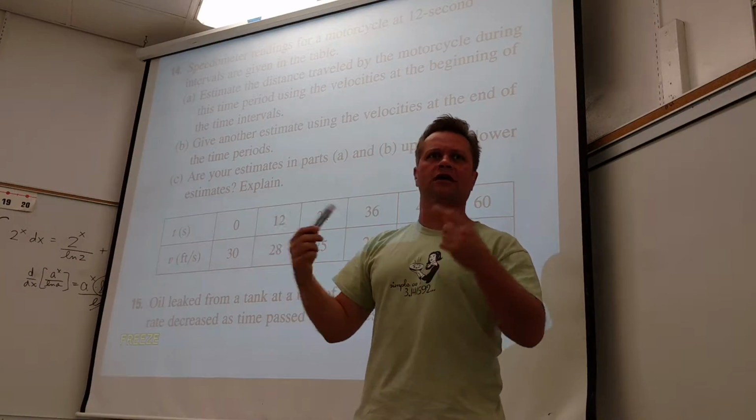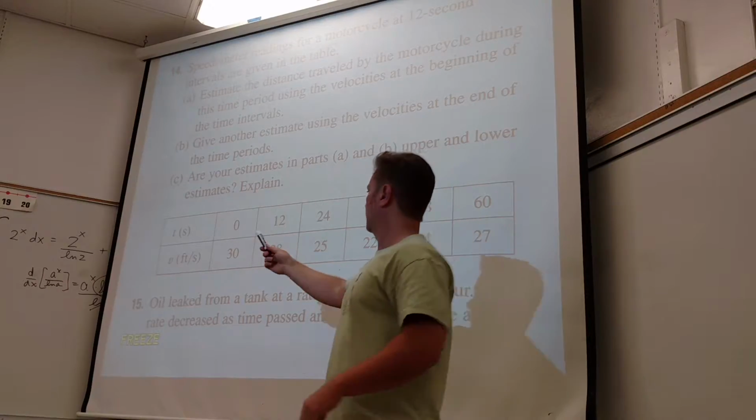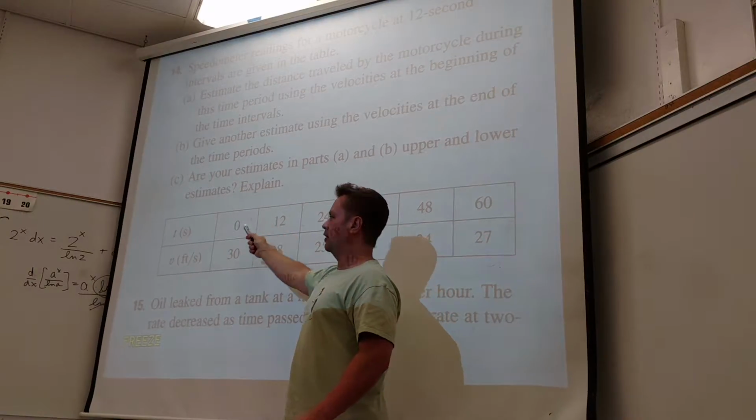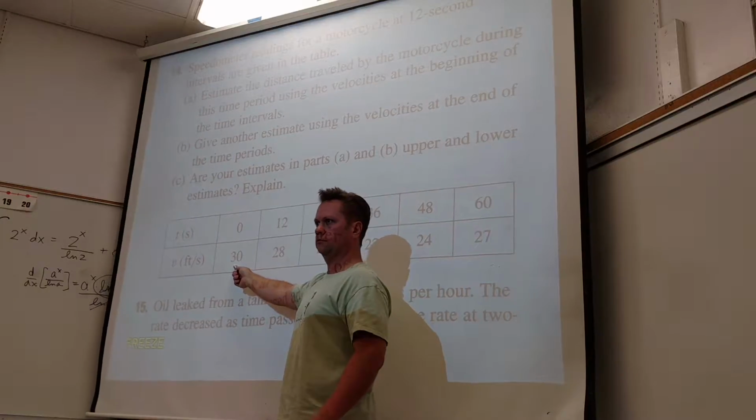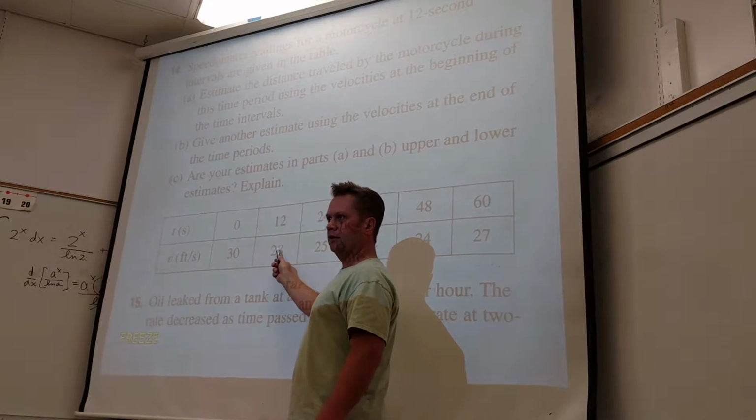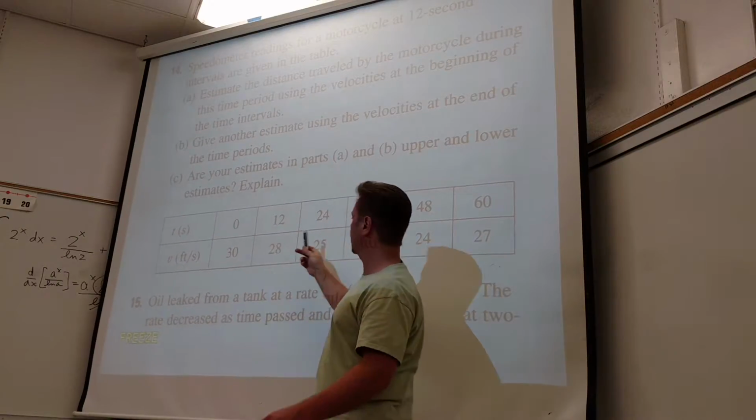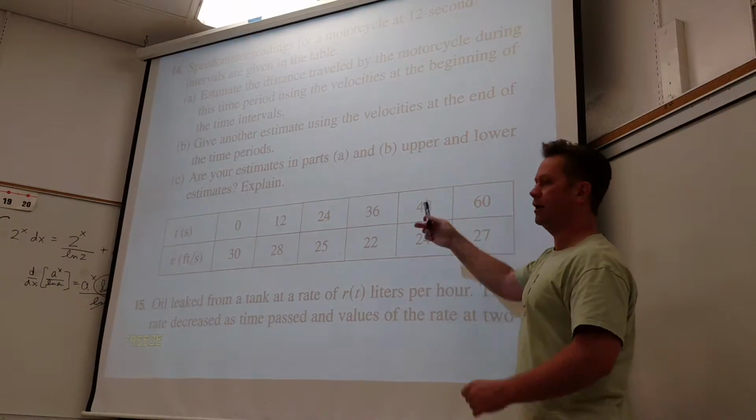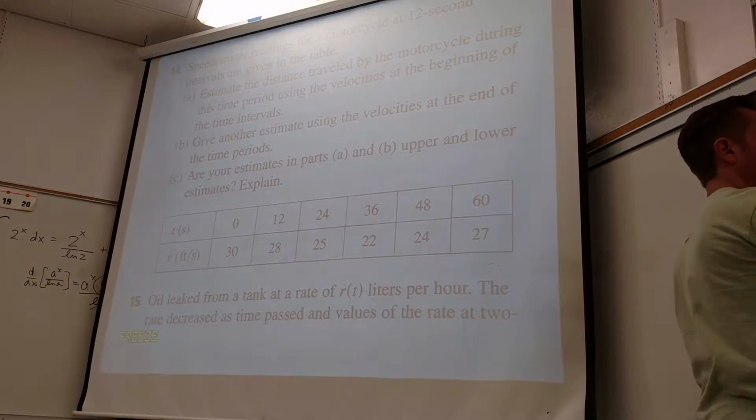Interval implies two sides, 0 to 12. So if I'm using the beginning, I'm going to use the output at 0. And then for the next rectangle, I'm going to use the output at 12. And my last rectangle, its height is going to be determined by what? That's out here at 48 to 60.